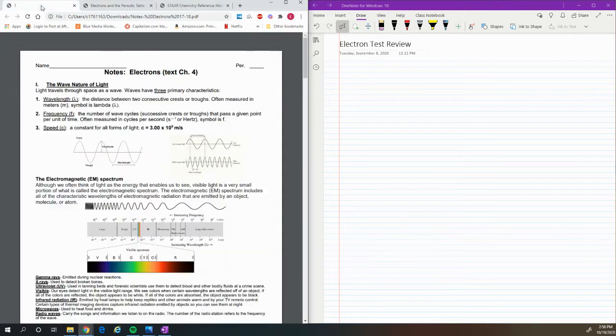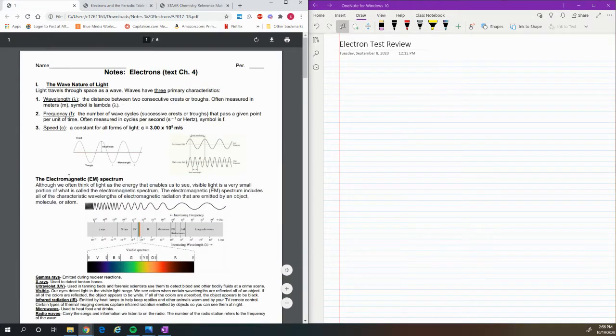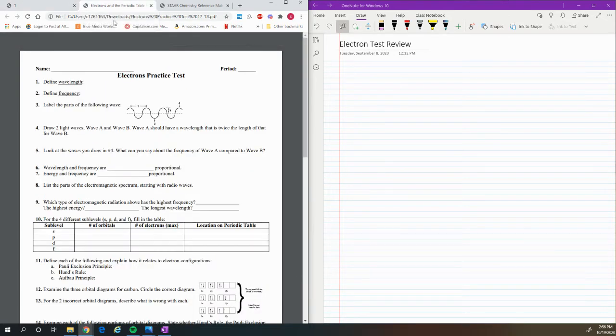I would say review this page and this page because that's the first thing we did, but a lot of you have forgotten a lot of that by now because we've been busy with electron configuration and orbitals. So go ahead and review that. That is going to be on your test, parts of this, and I'm going to go over those parts right now. Okay, so in the very beginning, we talked about a wave.